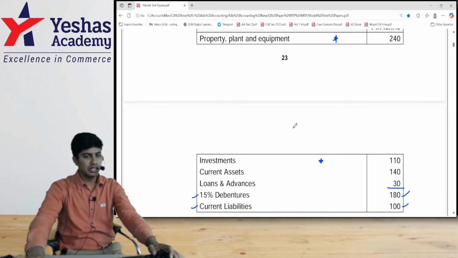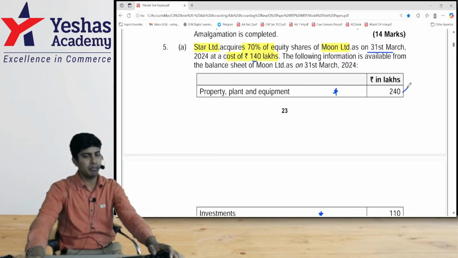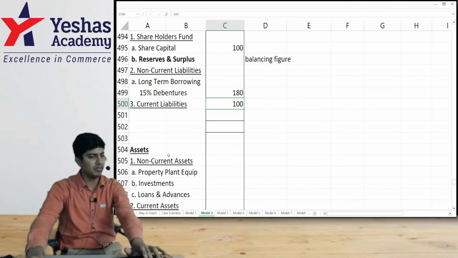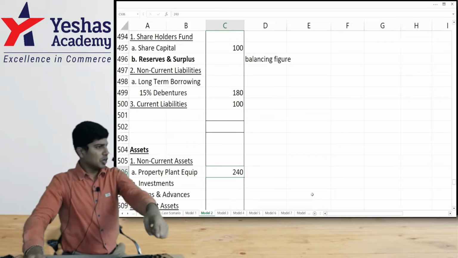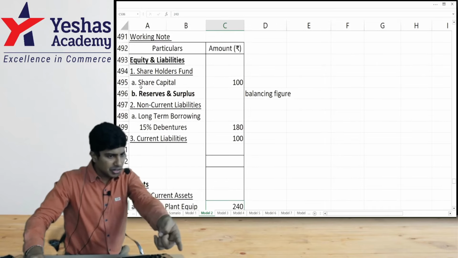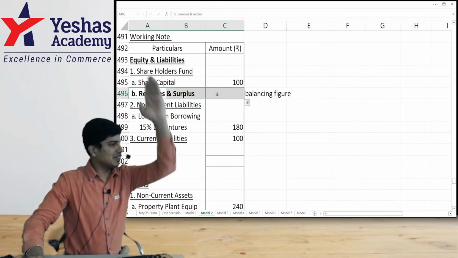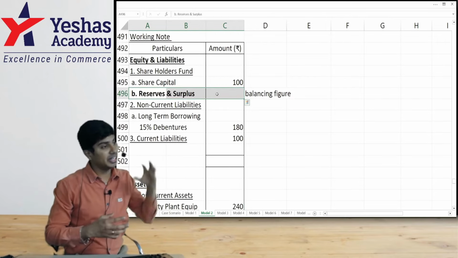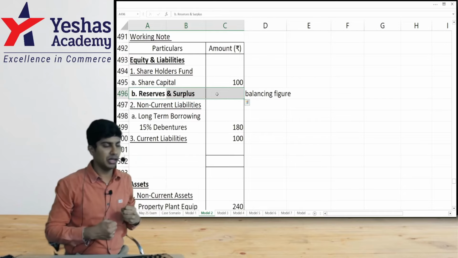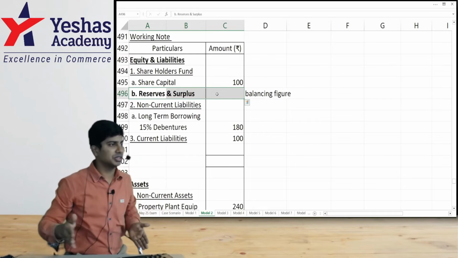Come to the asset side. On the asset side, I have property, plant and equipment 240. Should I take the revalued figure? No, no, no. Take 240 only. If you take 240 plus 48, the revaluation reserve is in this only. But we have taken the revaluation reserve already, no? We're trying to prepare the balance sheet on the date on which we acquired the shares of the company, not the balance sheet after revaluation.